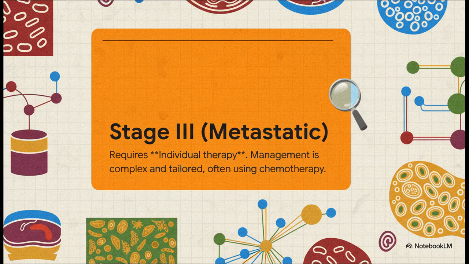And then there's stage 3. This is when the patient has distant metastases, and the whole paradigm shifts. Our goal is no longer a simple surgical cure. Instead, management becomes this really complex, multidisciplinary effort that's completely tailored to the individual. It often involves systemic chemotherapy, radiation, and using surgery more for palliative reasons, like controlling pain at a specific site.